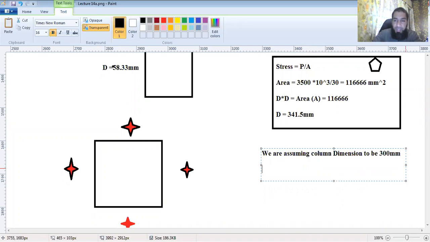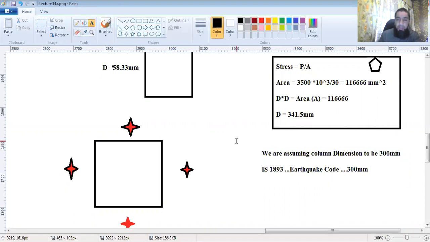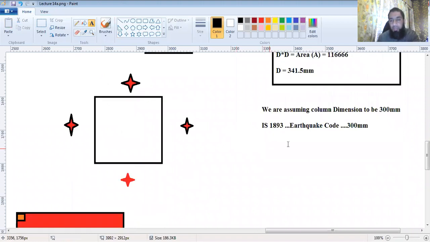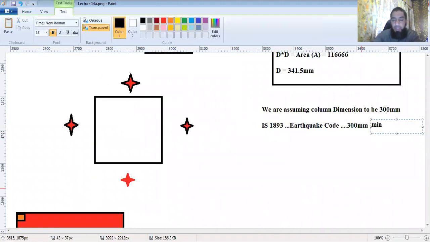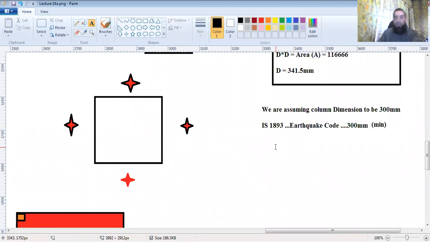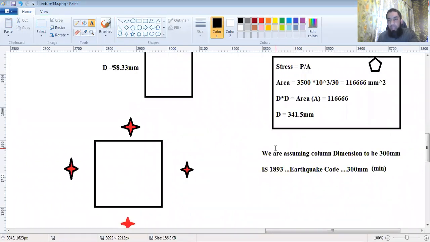Now there is something which we have not discussed here, which is as per IS 1893, which is the earthquake code. Because whenever you design a column, later on you will come to know from the earthquake code that minimum you have to provide 300 mm, come what may. The lateral dimension of the column is very important during an earthquake.